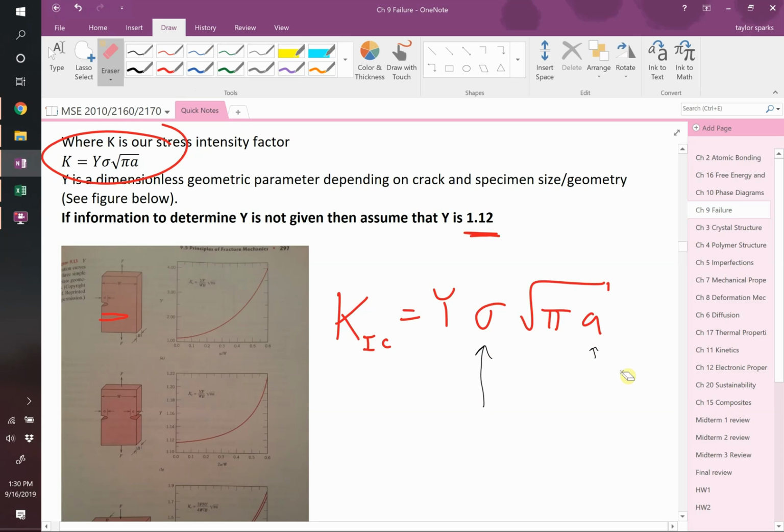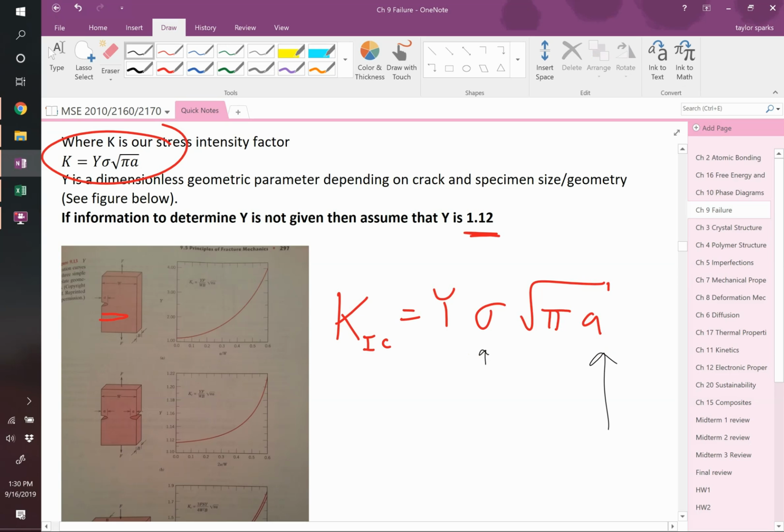Or maybe it's the opposite. Maybe you think you're operating under a small stress, but A is ginormous. You've got some massive flaw. This allows you to calculate when things will fail under both of those scenarios because this is a materials property. It's a fundamental materials property. Okay? It depends on things like strain rate and temperature and all the stuff that we talked about when we did our demo with the bananas.